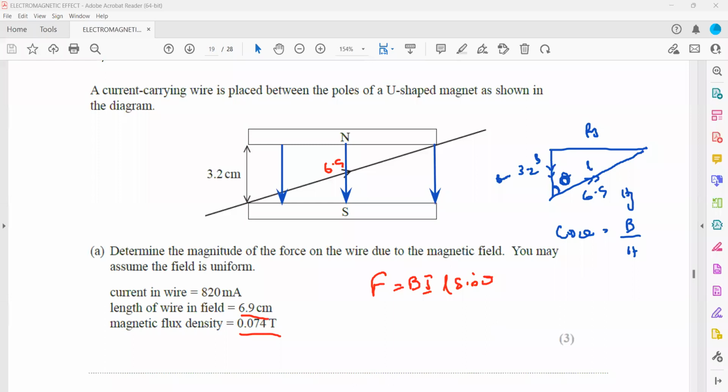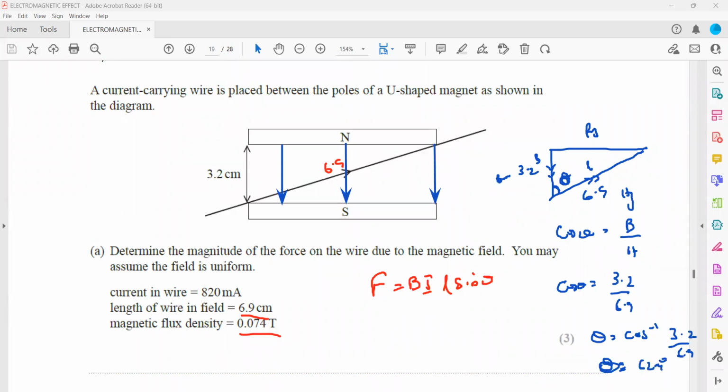So first we'll find the angle using cosine theta. The base is 3.2 and the hypotenuse is 6.9, so theta will be cos inverse of 3.2 divided by 6.9. This will give us the value for theta. How much is this? Cos inverse 3.2 divided by 6.9 is 62.4. So the angle is 62.4 degrees. Now we have the angle.